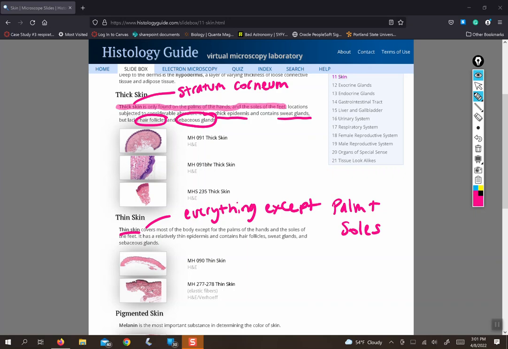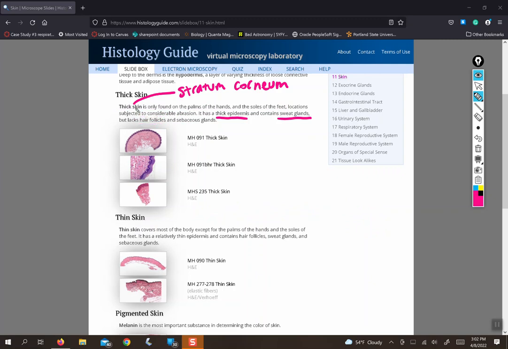Now, the actual thickness of the skin varies over the surface of the body. And what I mean by that is even within thin skin, there are areas of it that are thicker than others. So for example, the skin of your back is thicker than the skin of your eyelids. But it's still not considered thick skin because it doesn't have that really robust stratum corneum. So let's first look at thick skin, and then we will look at thin skin, and we'll look at what kinds of things are found in each.